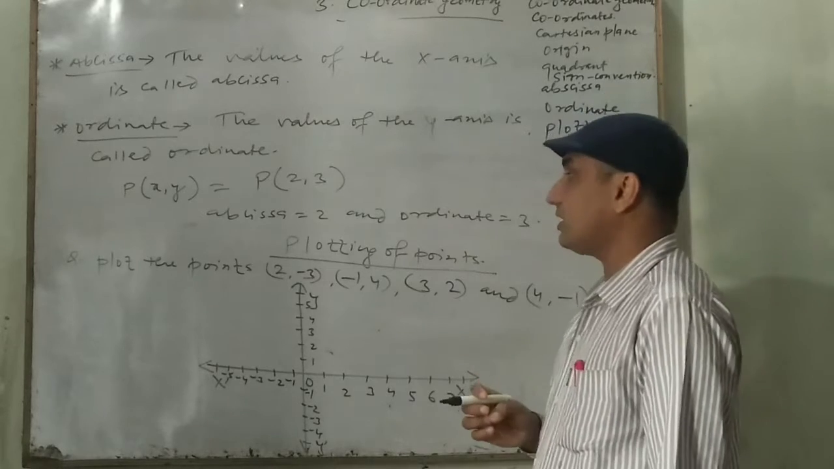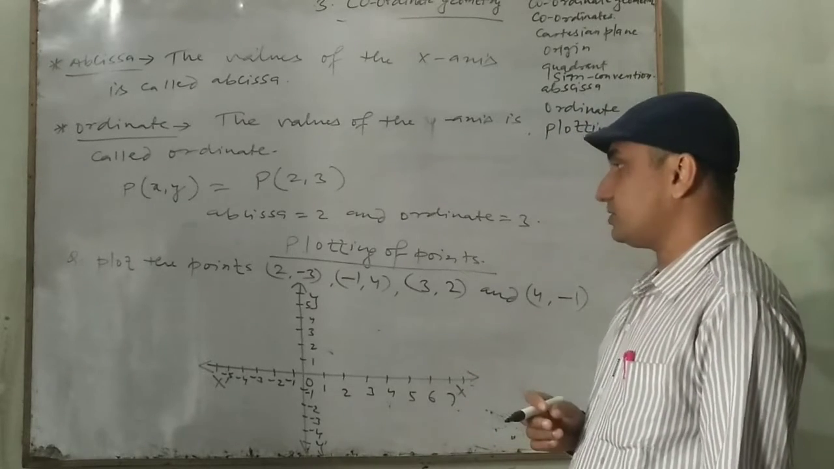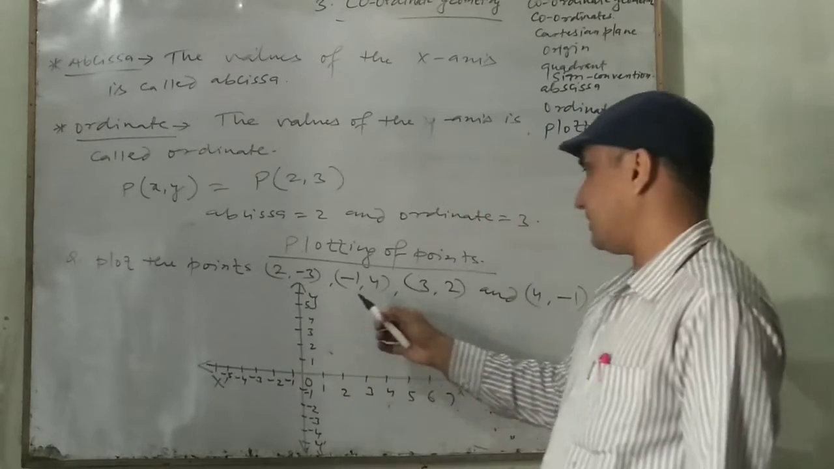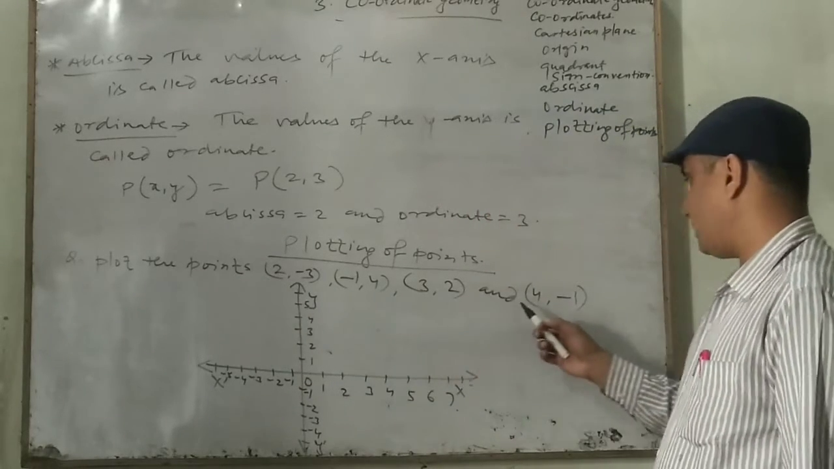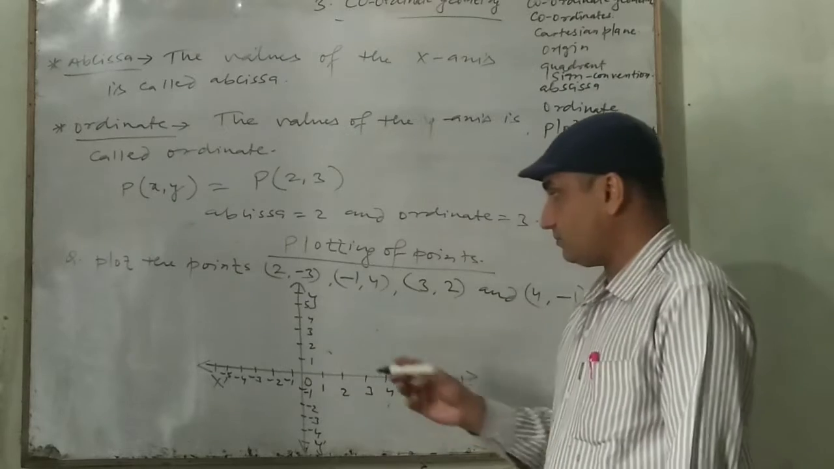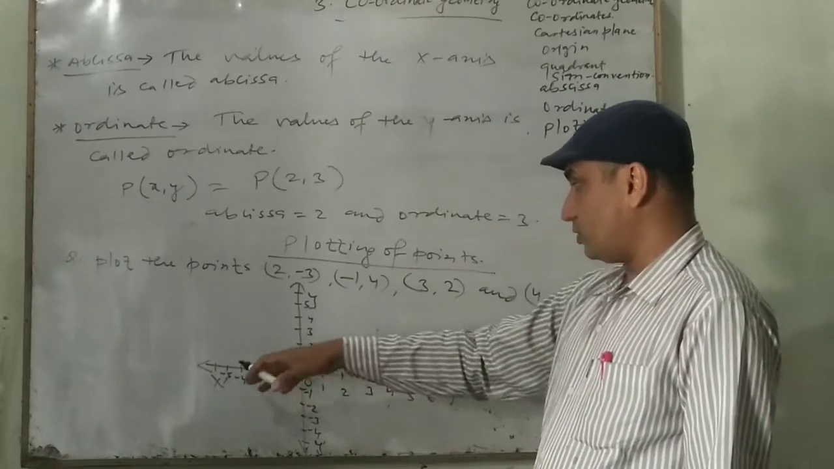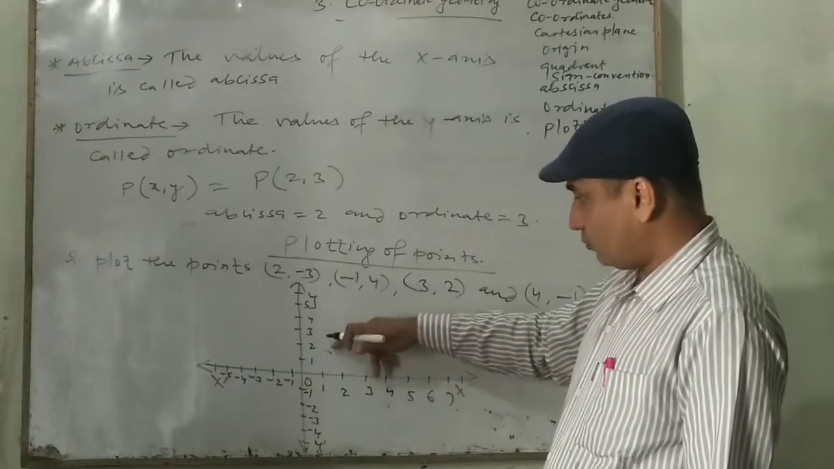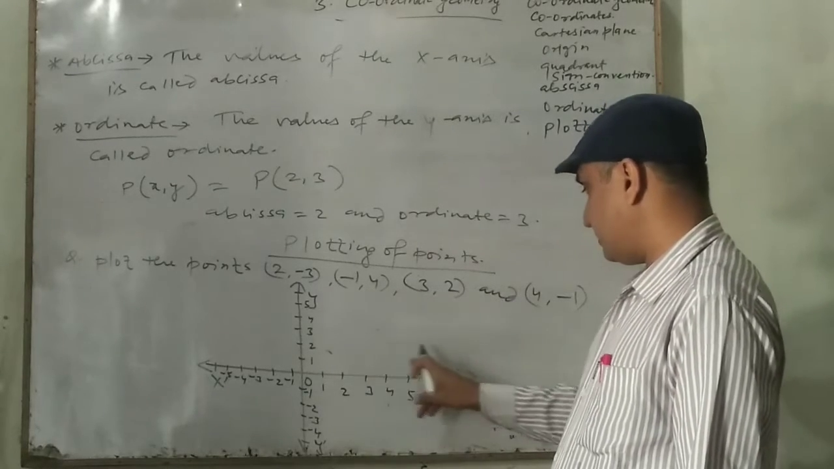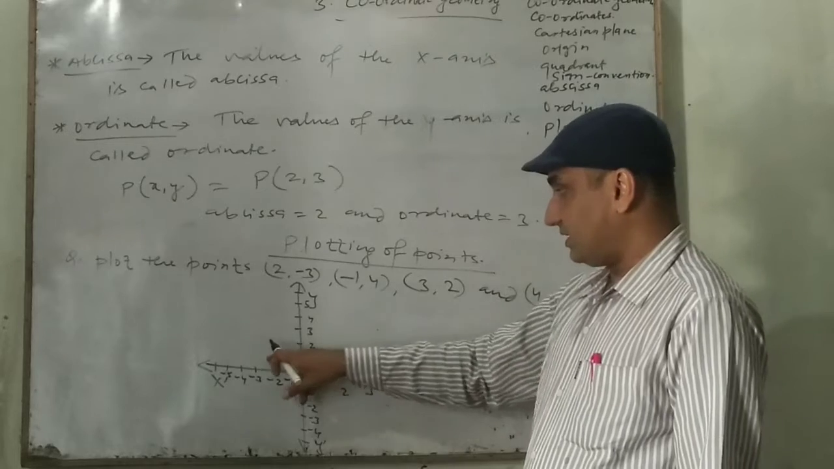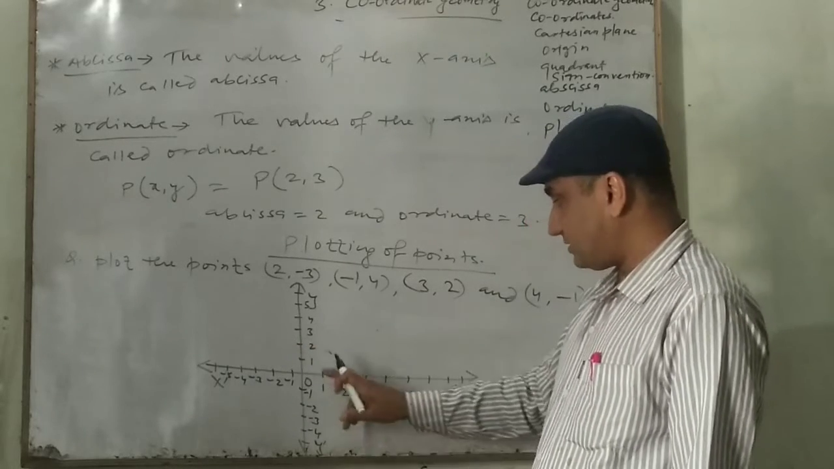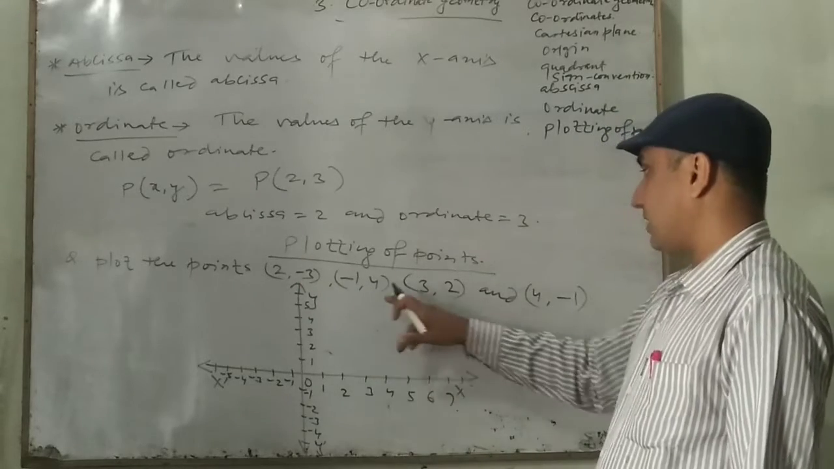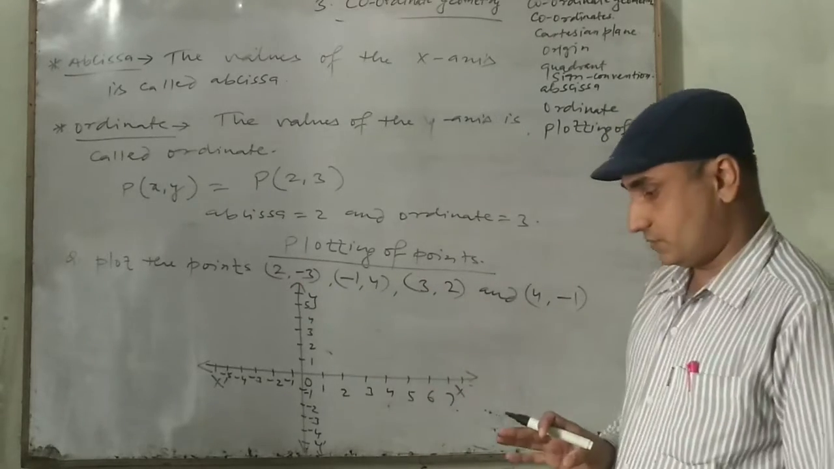Plotting of points on graph paper. This will be a question in your book. Plot the points (2, -3), (-1, 4), (3, 2) and (4, -1). We have taken two axes and drawn the Cartesian plane as the x-axis and y-axis, with the positive and negative signs of the x-axis and y-axis. We have to plot all the points.